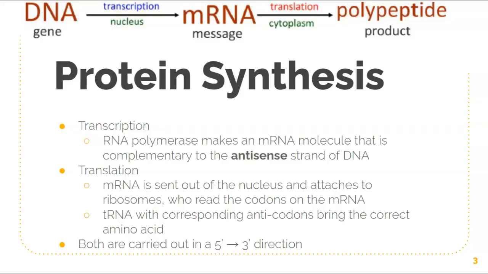So let's talk about protein synthesis just as a very general overview. So transcription, right? RNA polymerase makes an mRNA molecule that's complementary to the antisense strand of DNA. Because when it makes itself complementary to the antisense, it makes itself identical, except U's are there instead of T's, to the sense strand of DNA, which is what we want because that's where the genes are. In translation, we have mRNA being sent out of the nucleus, attaching to ribosomes, who then read the codons and correspond with anticodons to build a polypeptide, or an amino acid chain. Both of these processes are carried out in a 5' to 3' direction.